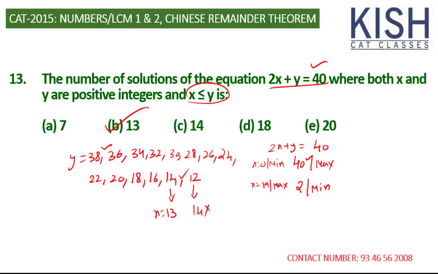So with this one, I finished Chinese remainder theorem, constant remainder theorem, least common multiple 1 and 2. The next one, we are going to learn Fermat's Little theorem, Wilson theorem, Euler number. Once we finish these next three, then all the remainder theorems are going to be finished.